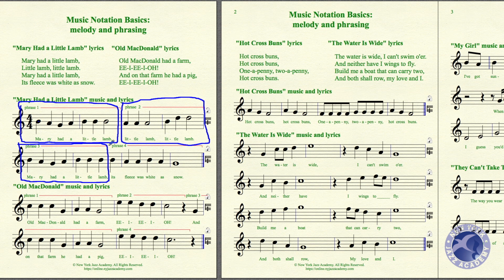But then this last beat here, beat 4, is the start of phrase 4. Its fleece was white as snow, and that's 4, 1, 2, 3, 4, 1, 2, 3, 4. And when I say 4, 1, 2, 3, 4, 1, 2, 3, 4, I'm referring to the beats going by. Da, da, da, da, da, 1, 2, 3, 4.